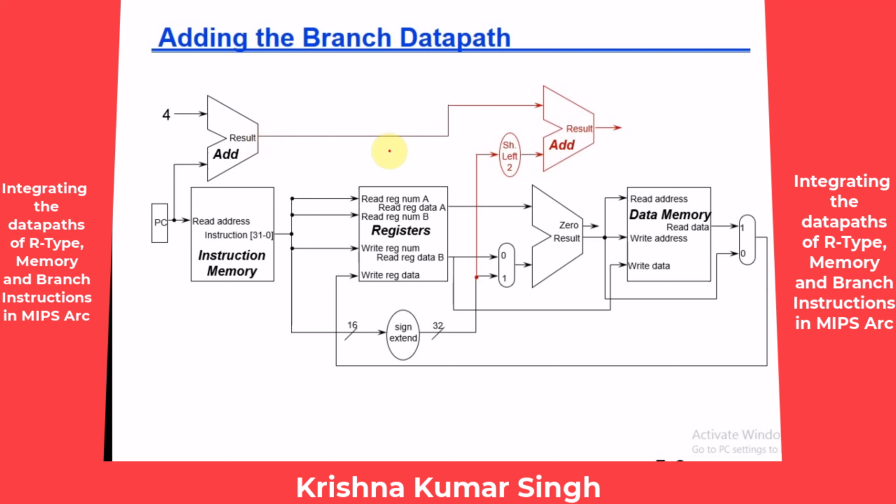So now the program counter can be loaded by two values: one is program counter plus 4 for a regular instruction, and the other is the target address for a branch instruction. So we have one multiplexer again here, and this multiplexer will select between these two sources, program counter plus 4 or the target address. As you can see, the result is sent back into the program counter.